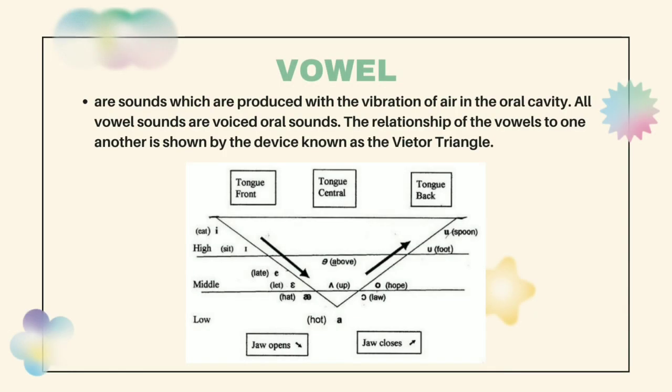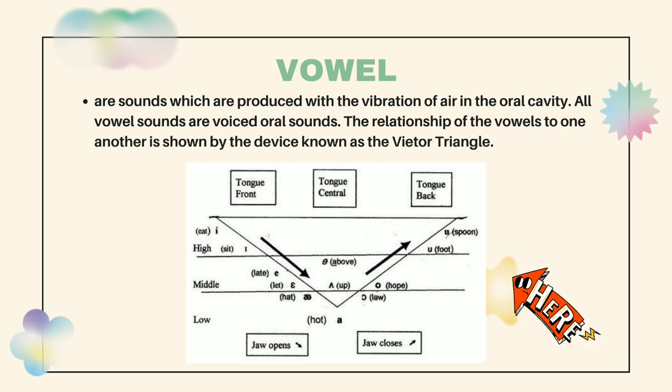Now let's proceed to vowel. These are sounds which are produced with the vibration of air in the oral cavity. All vowel sounds are voiced oral sounds. The relationship of the vowels to one another is shown by the device known as the vowel triangle. So the vowel triangle shows the differences among the vowel sounds in English and their relative positions on the tongue.